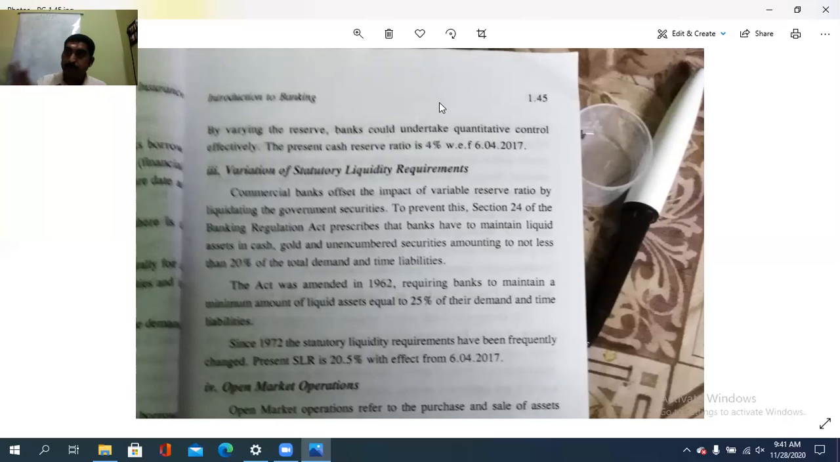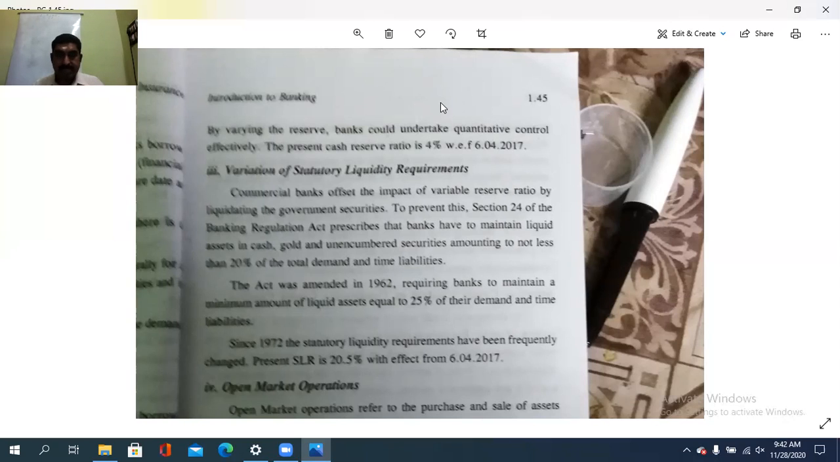റിപ്പോ റേറ്റ് 6.5% ആണ് ആൻഡ് റിവേഴ്സ് റിപ്പോ റേറ്റ് 6% ആണ്. അതൊക്കെ ഇപ്പം ചേഞ്ച് ചെയ്തും ഈയിടെ ചേഞ്ച് ചെയ്തിട്ടുണ്ടെന്ന് തോന്നുന്നു. ബഡ്ജറ്റ് ഓരോ ഇതിന്റെ വരുമ്പം അത് ചേഞ്ച് ആകും. ഓക്കെ, ദെൻ വേരിയേഷൻ ഓഫ് സ്റ്റാറ്റ്യൂട്ടറി ലിക്വിഡിറ്റി റിക്വയർമെന്റ്. അതിനകത്ത് എന്താ പറയുന്നത്? കൊമേഴ്ഷ്യൽ ബാങ്ക്സ് എന്ത് ചെയ്യണം? വേരിയബിൾ റിസർവ് റേഷ്യോയുടെ ഇമ്പാക്ട് കൊണ്ട്, അതിന്റെ റിസൾട്ട് കൊണ്ട് ദേ നീഡ് ടു ഓഫ്സെറ്റ് ഇറ്റ്. അതിന് എഗെയിൻസ്റ്റ് ആയിട്ട് ദേ നീഡ് ടു ലിക്വിഡേറ്റ് ദി ഗവൺമെന്റ് സെക്യൂരിറ്റി.